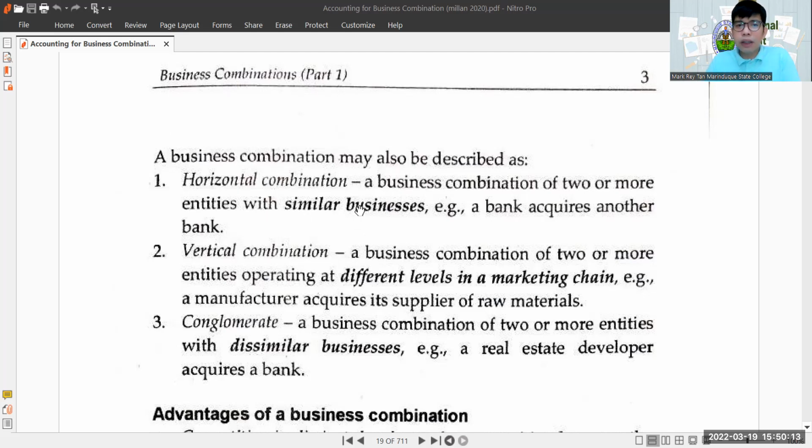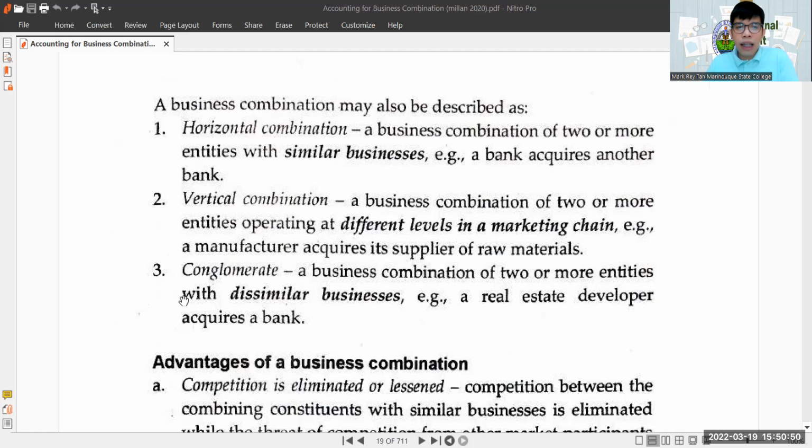Horizontal combination, ibig sabihin, the businesses involved are in similar business or they are in similar industry. Doon naman sa vertical combination, they are also in the same business or industry pero magkaiba sila ng level. Ang example is yung marketing chain. Ang example nga dito is yung manufacturers, binili niya si supplier of raw materials. So dito, ang klase ng business or industry is nasa manufacturing industry.